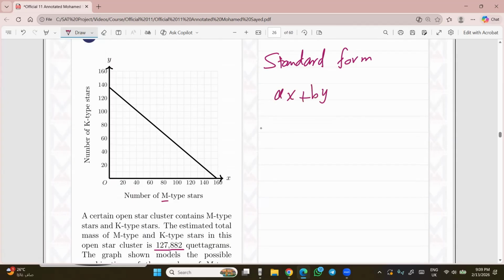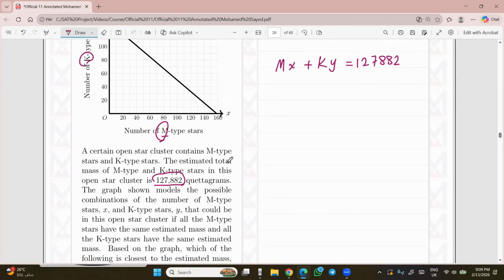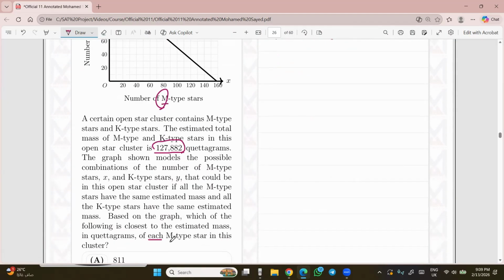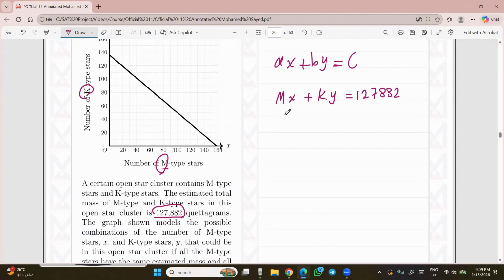Ax plus By is equal to C. That's the standard form. But instead of A, we write M, because A is associated with the x-axis. So Mx plus By, and B is K, so Ky is equal to C, which is the total. And the total is here, 127,882. How can we solve this equation to find the value of K? The question asks about each M, which means you have to get the value of M here.